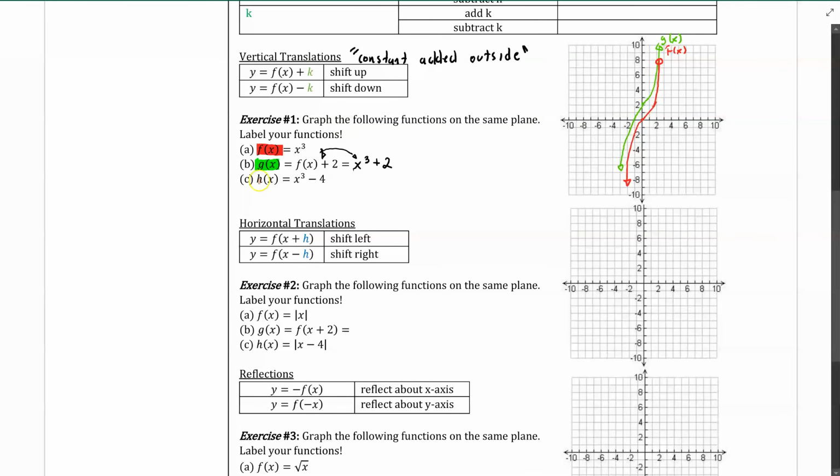And then lastly, we have h of x, which is x cubed take away 4. So here we have a negative number that's being added, and this will shift the graph down by 4. The last one was not a very good drawing.